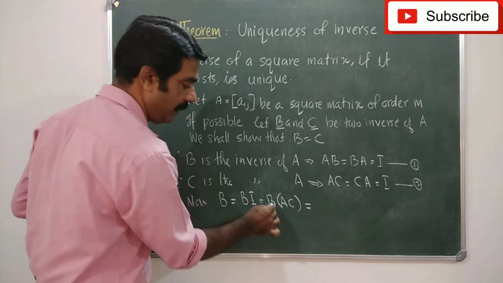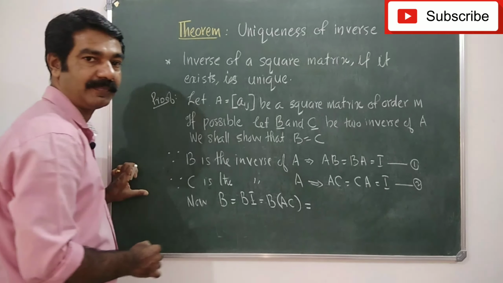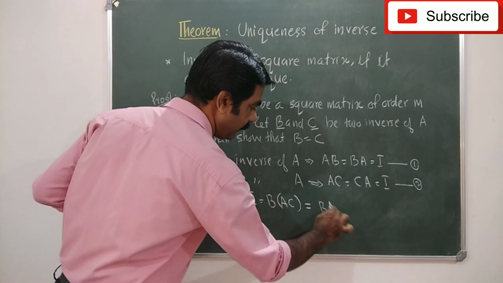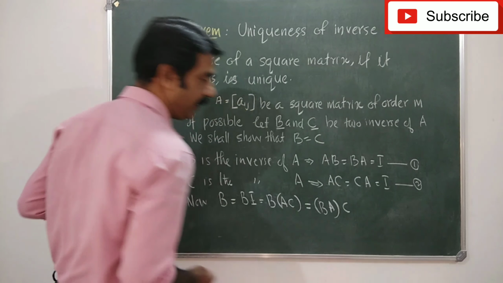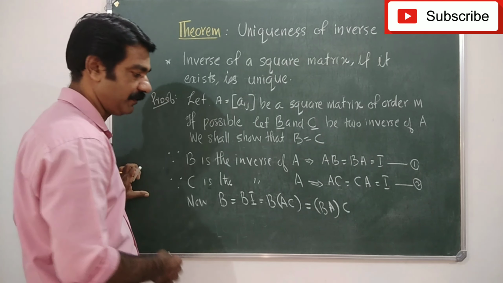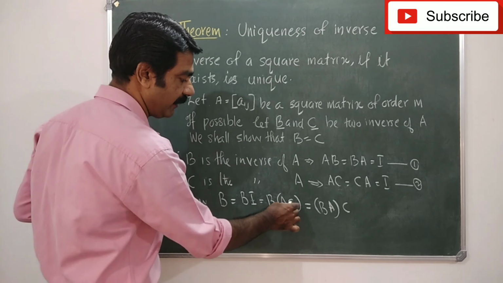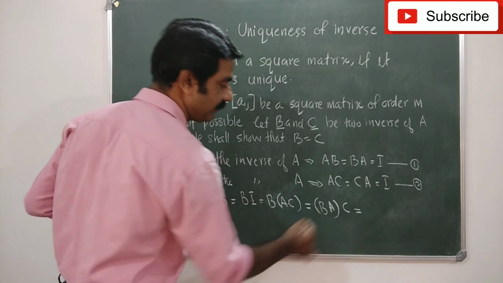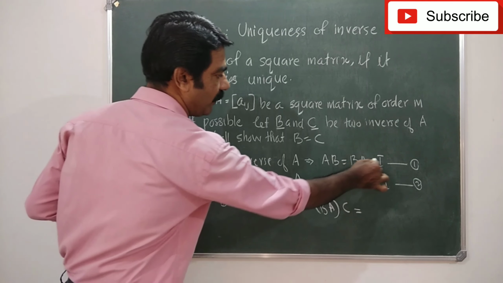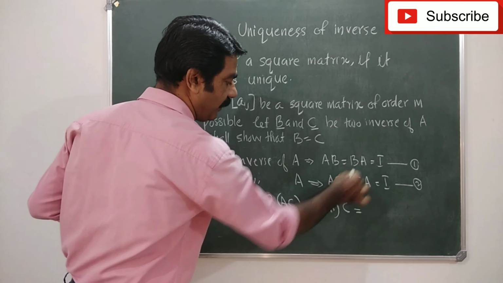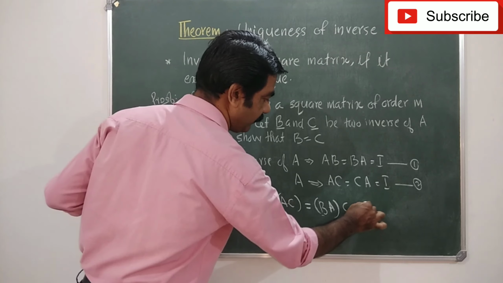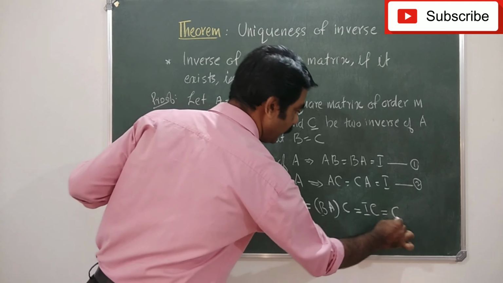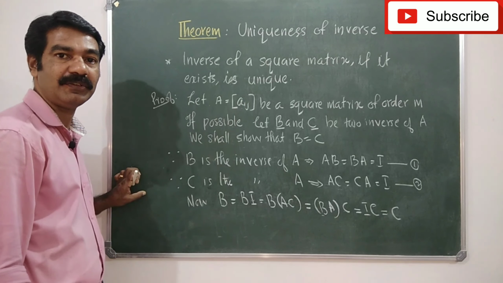That is equal to B into AC. B into AC we can write as BA into C, by the associative property of multiplication. So what is BA? From the first equation, BA is equal to I. So you can write I into C. What is I into C? I into C is equal to C.